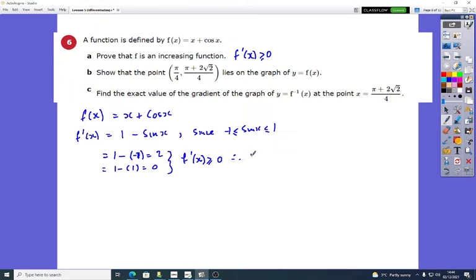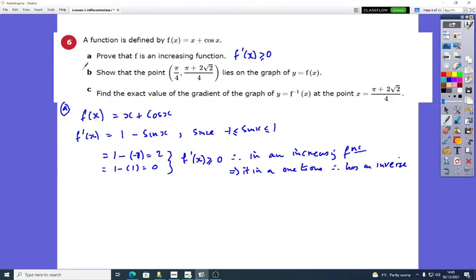Therefore, f is an increasing function, implying it is one-to-one, and therefore has an inverse. So that's A, job done. Standard notation, what we said here, showing again that it is greater than 0, and we wrote that as a notation. You've got that already written down, hopefully, for the question.